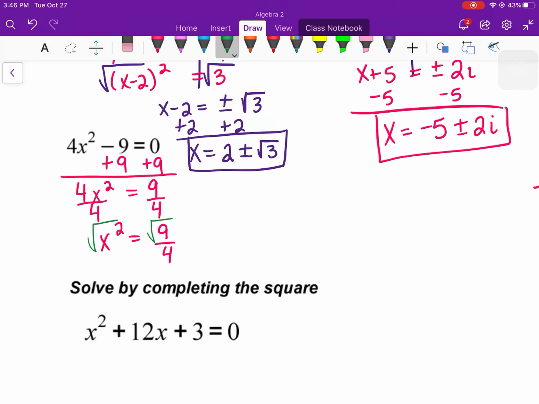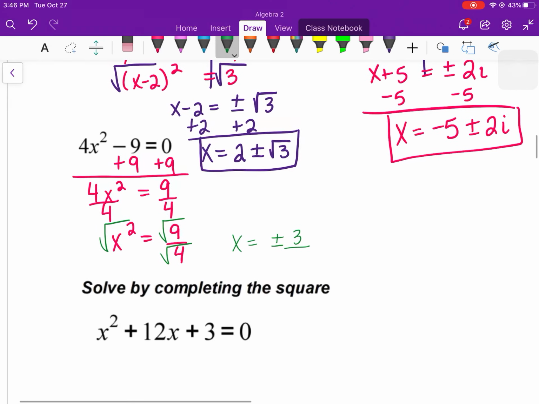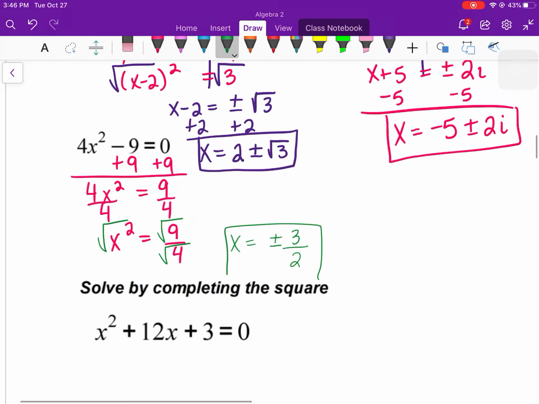Then when you take the square root of a fraction, you take the square root of the top and the bottom separately, and you're going to get x equals, you still get two answers, so plus or minus, the square root of 9 is 3, and the square root of 4 is 2. So 3/2 and -3/2 for the answer there.